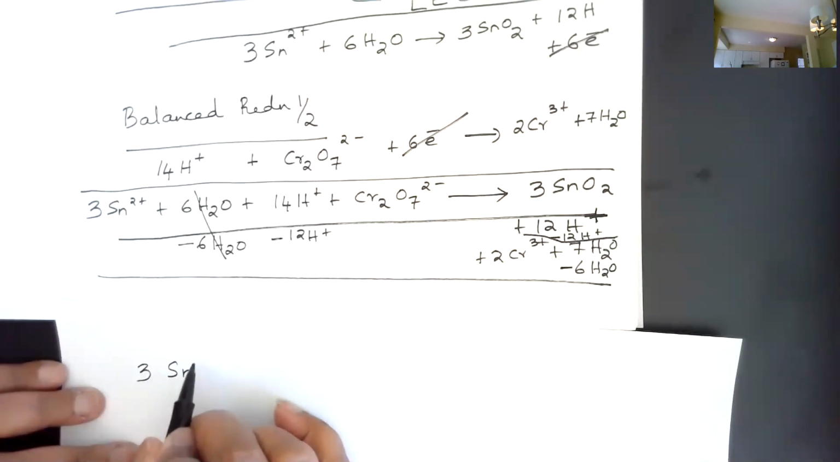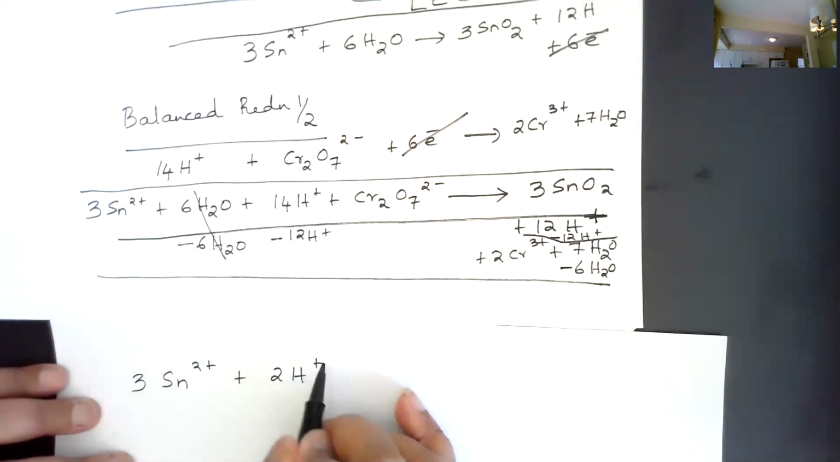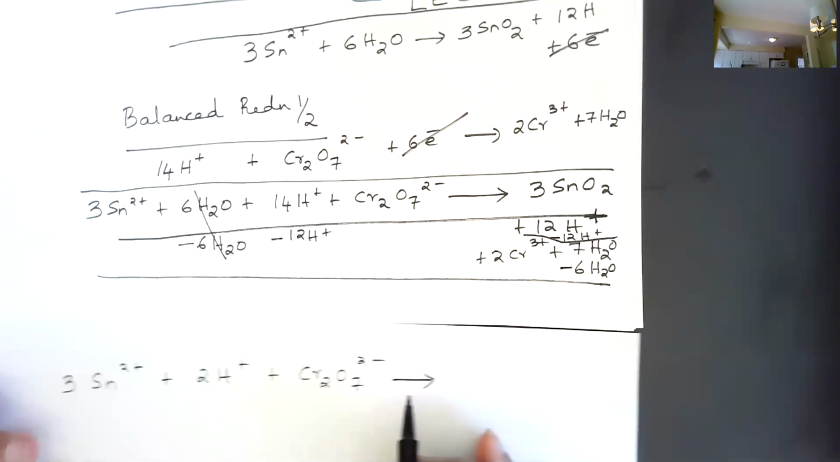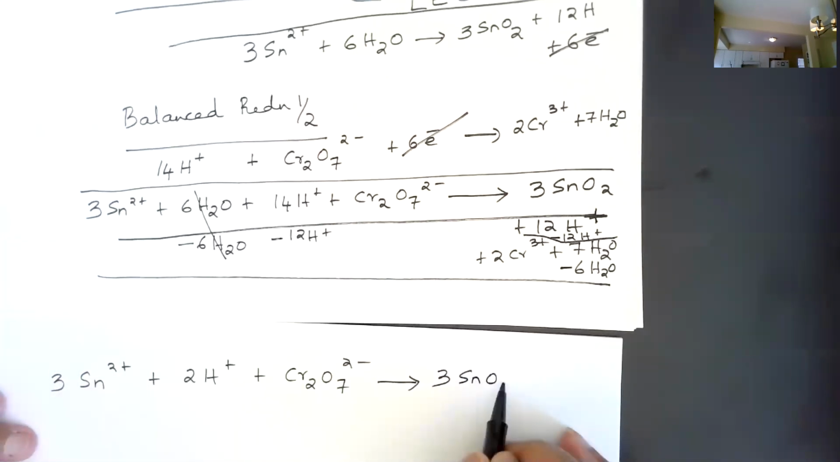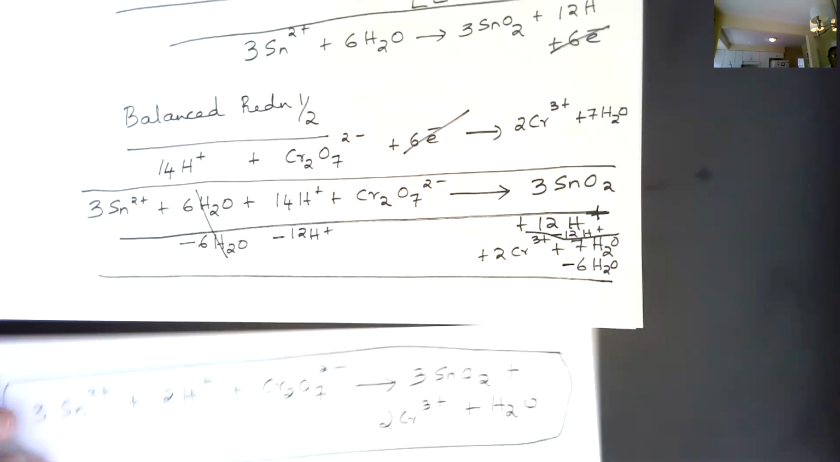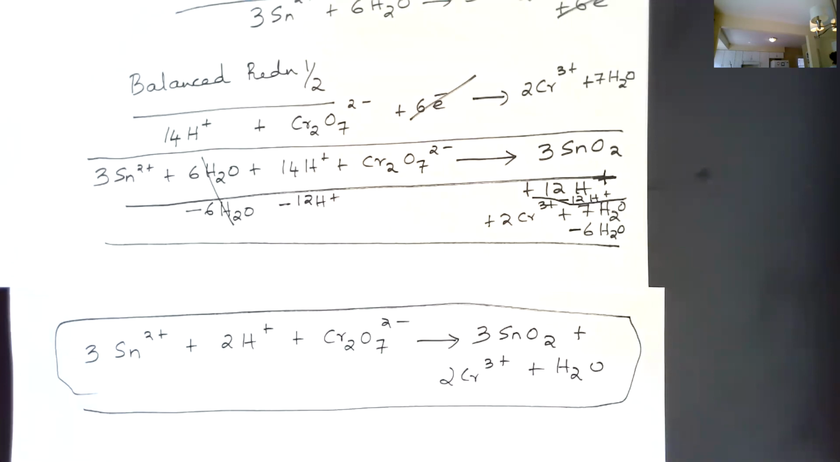So ultimately I'll have 3 Sn2+ plus 2 H+ plus Cr2O7 2-, giving 3 SnO2 plus 2 Cr3+ plus 1 water molecule. You may be able to cancel the water molecules and the H+ more easily and with less mess, but this is the final answer to that question.